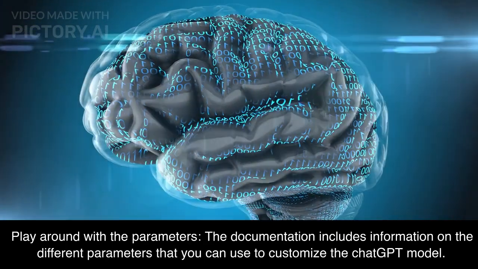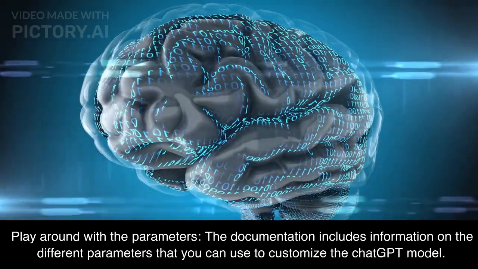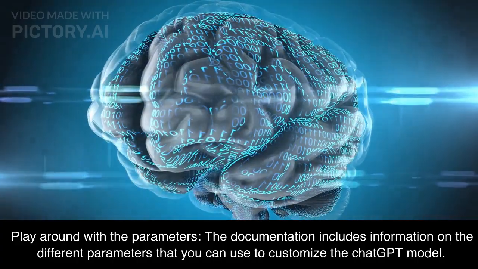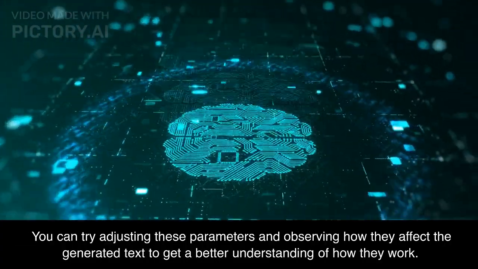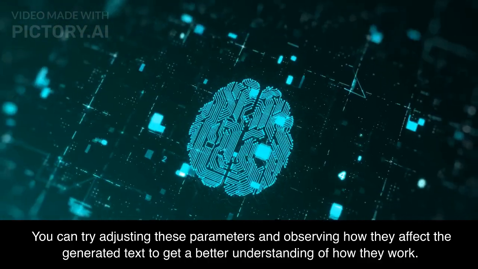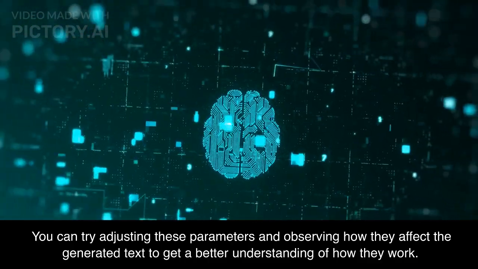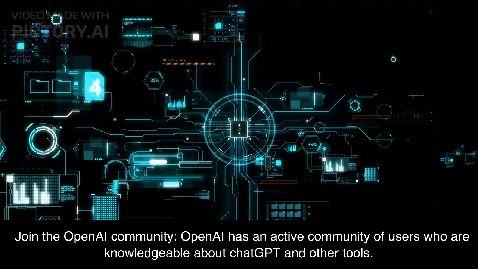Play around with the parameters. The documentation includes information on the different parameters that you can use to customize the ChatGPT model. You can try adjusting these parameters and observing how they affect the generated text to get a better understanding of how they work.